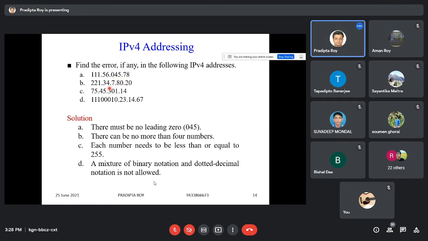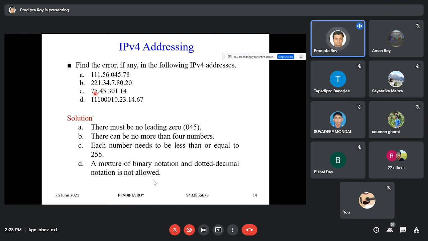What is the problem with question number B? There are 4 dots instead of 3. That means 4 dots actually separate 5 octets, and there cannot be more than 4 numbers according to dotted decimal notation for an IP address. That's why it is wrong.